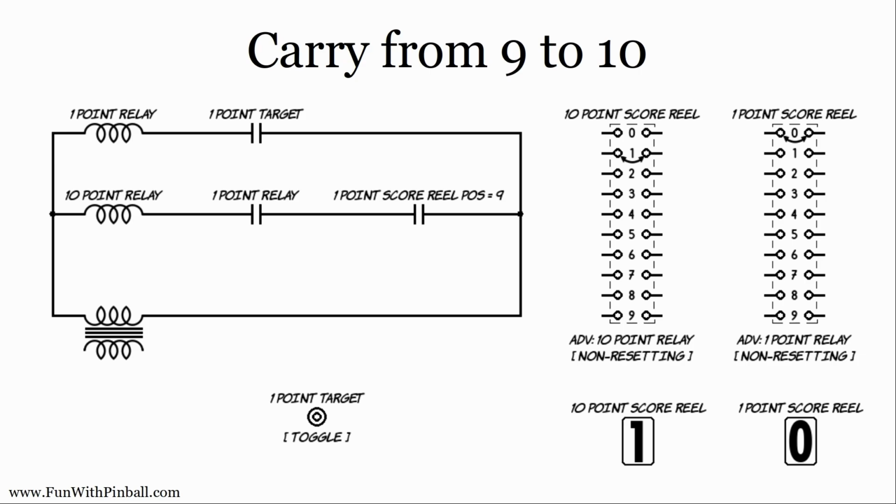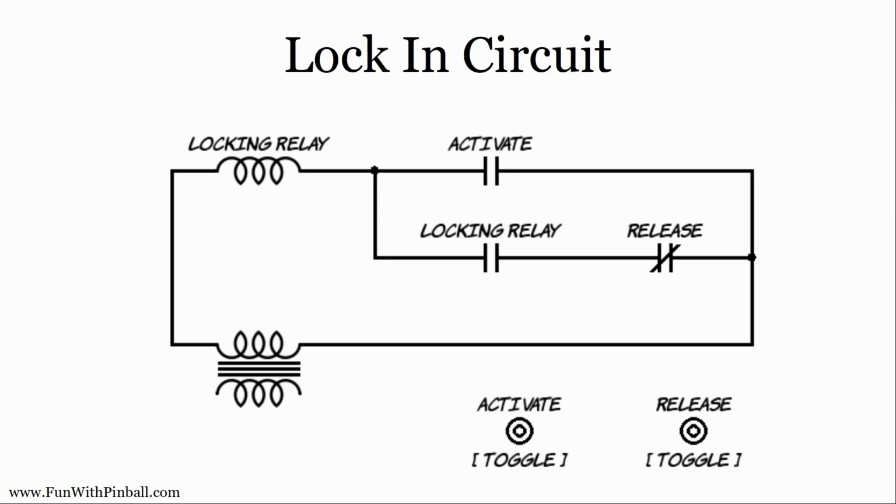Let's step away from score reels for a minute and talk about a lock-in circuit. This is a fundamental circuit that's used over and over and over again in EM games. And it's important to understand how this works to get past these simple circuits into more interesting circuits. And the way this works is that there are two paths. Here we go. So I have one relay coil, just like before, and I have a transformer, just like before.